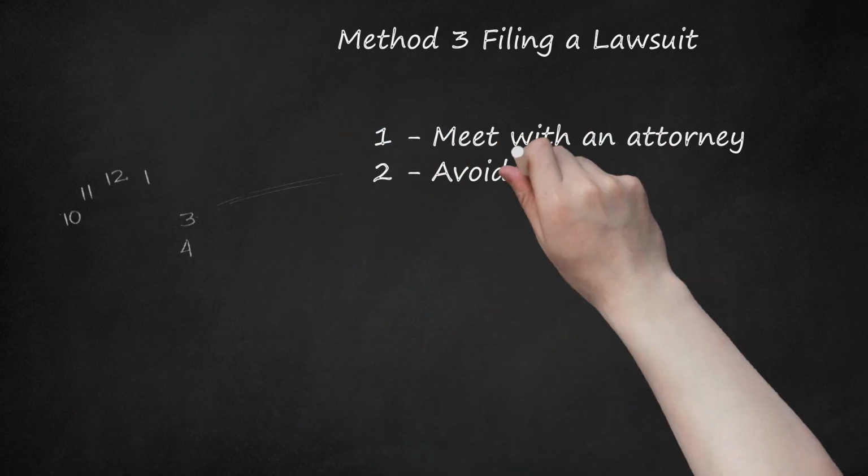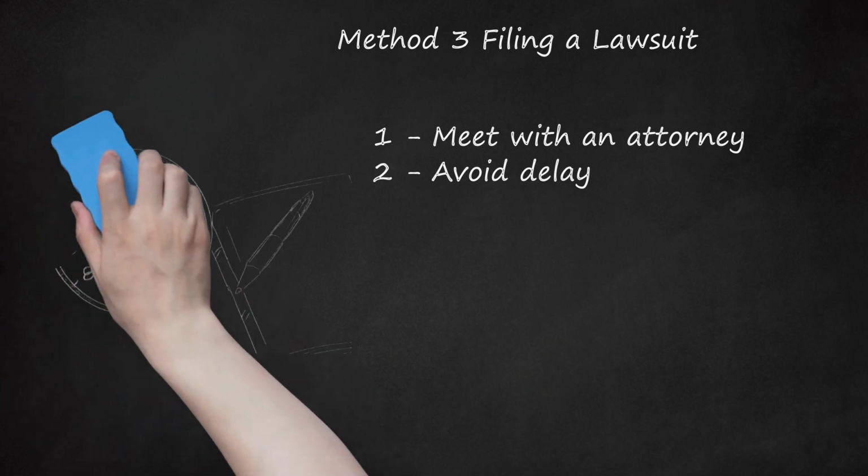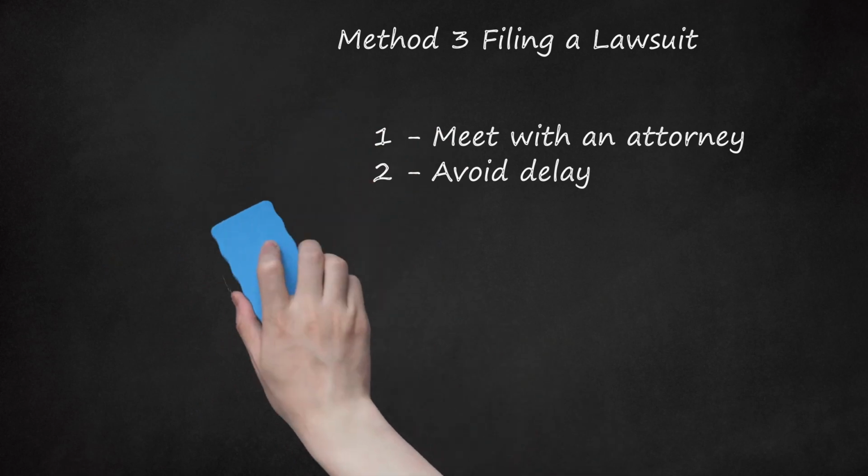2. Avoid delay. If you think you want to sue your employer, then you shouldn't delay. Generally, you have only 2 years to sue under federal law, unless the violation was willful, in which case you have 3 years. Your state law might have different deadlines. In any event, you should promptly meet with an attorney and begin planning to start your lawsuit.